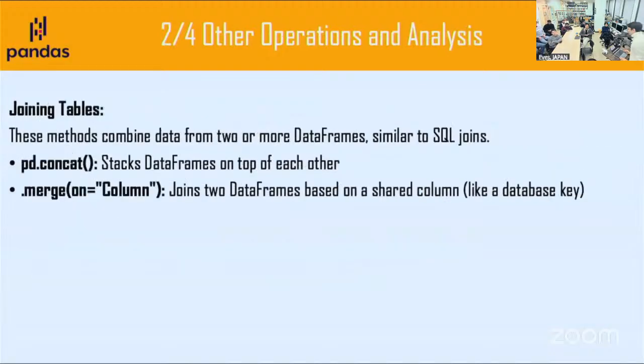Later, what we have here is other operations and analysis: joining tables. Wow, that's pretty good. Why? Because concat stacks data frames on top of each other. What I mean by that is, if you have a data frame with 1, 2, 3 and another data frame with 4, 5, 6, you concat these two tables and you will have 1, 2, 3, 4, 5, 6 in a single data frame. That's pretty good. And merge on a column: for example, if you have name in the column and they have the same name, you can join by that specific name.